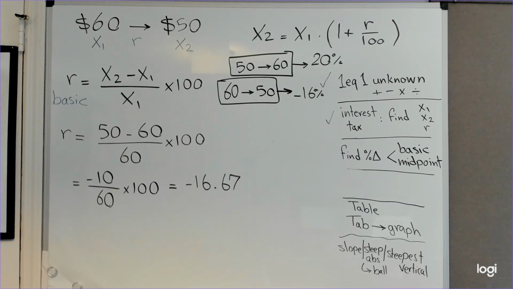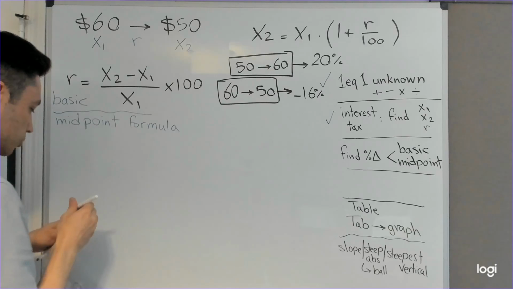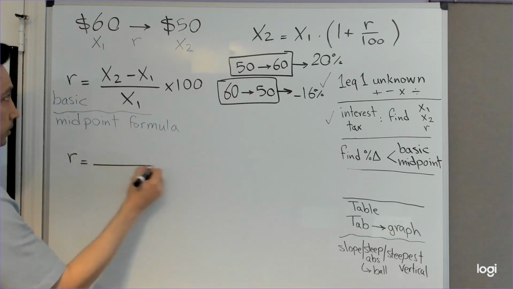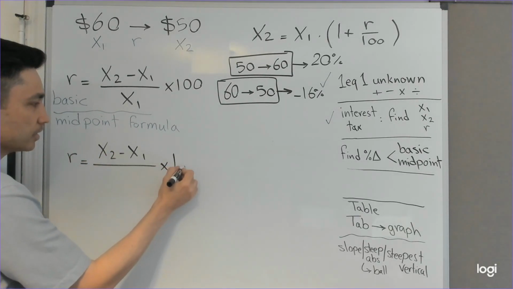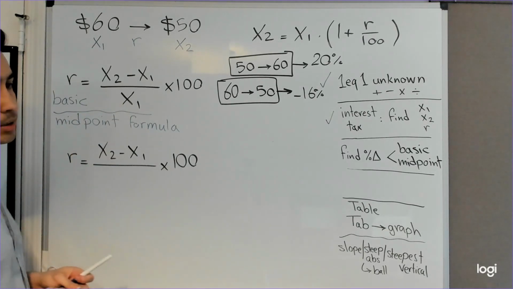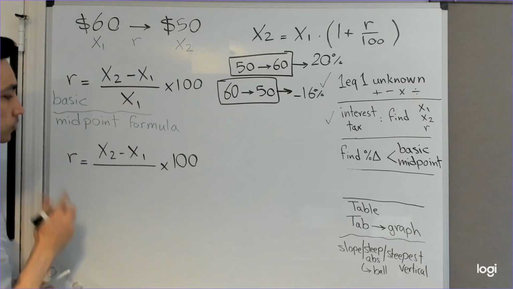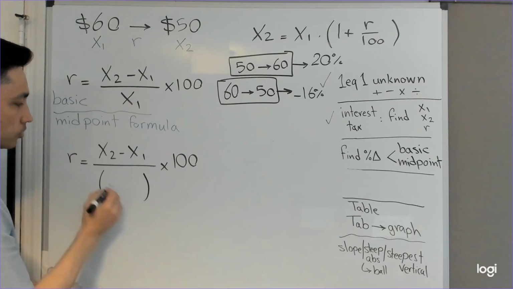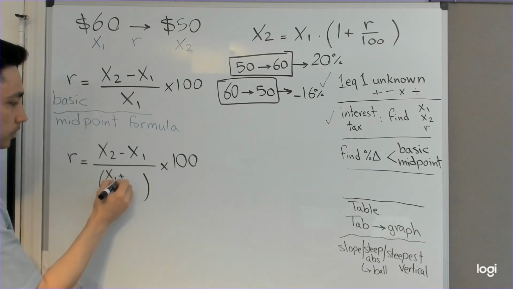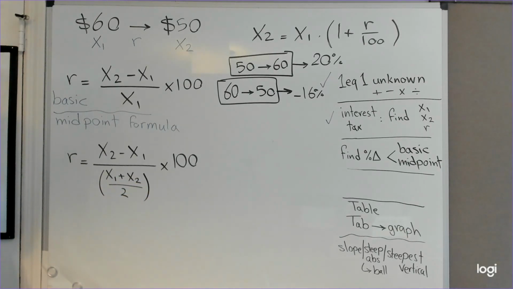Which brings us to the secondary formula, and that's the midpoint formula. The idea is to tweak the formula so that everything is the same, but instead of having x1 down here, instead of having 50 or 60 down here, we put the average of x1 and x2 down here. The average of x1 and x2 is just x1 plus x2 over 2. I know the formula is a little longer, but the formula brings us consistency.